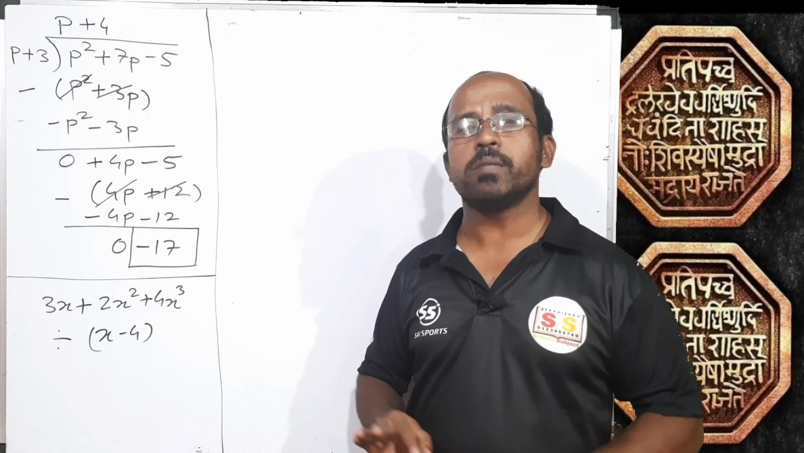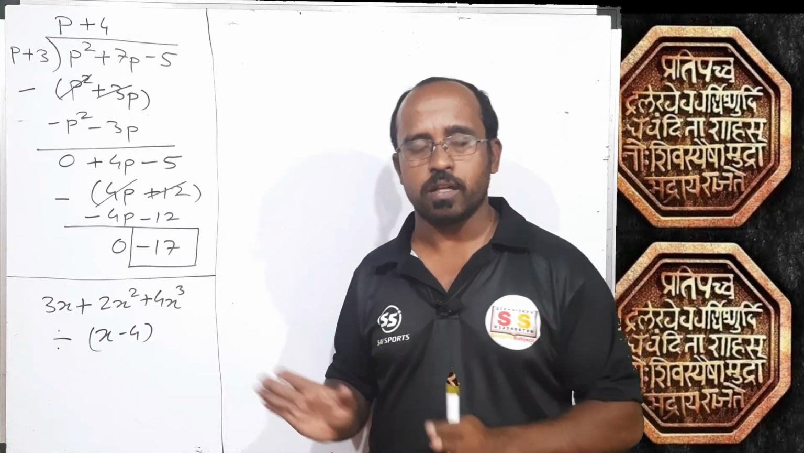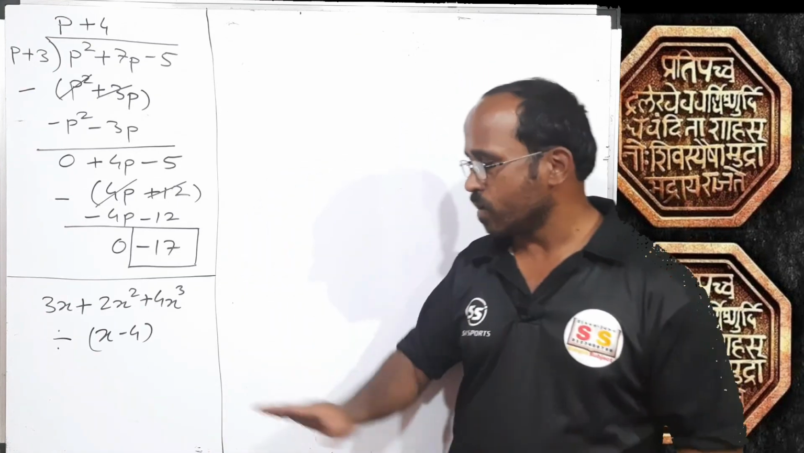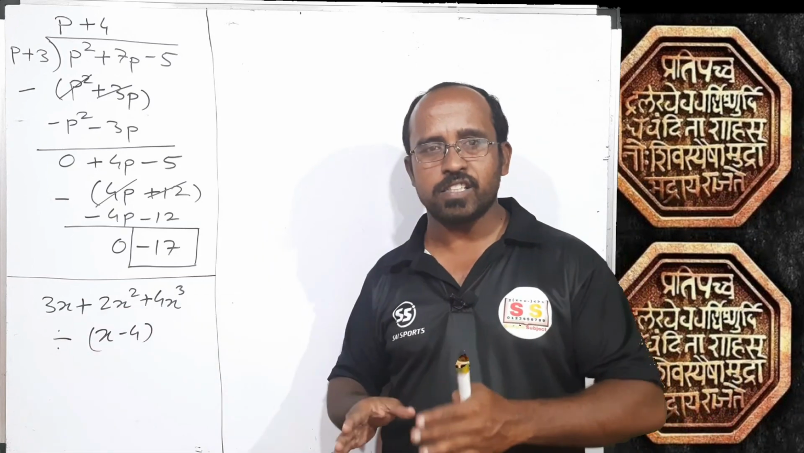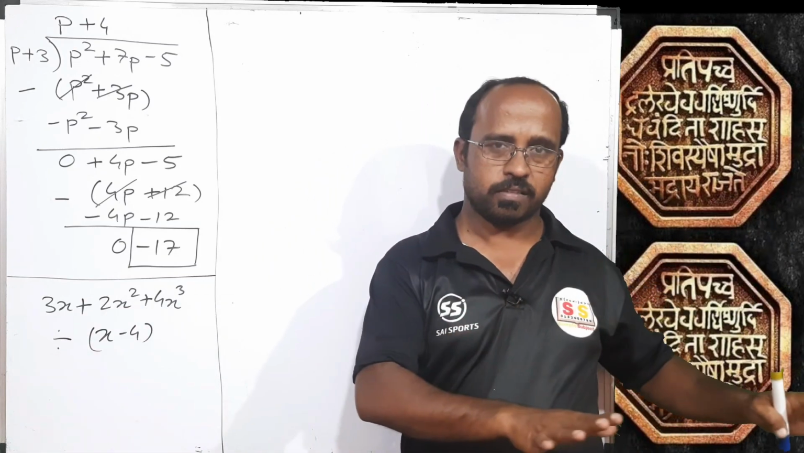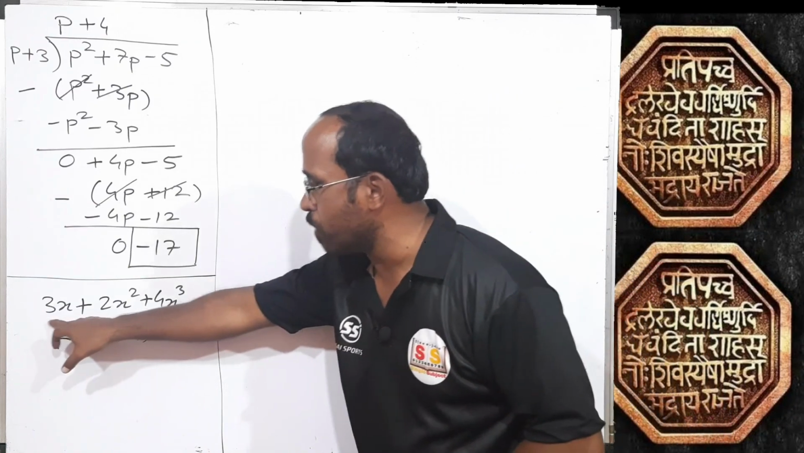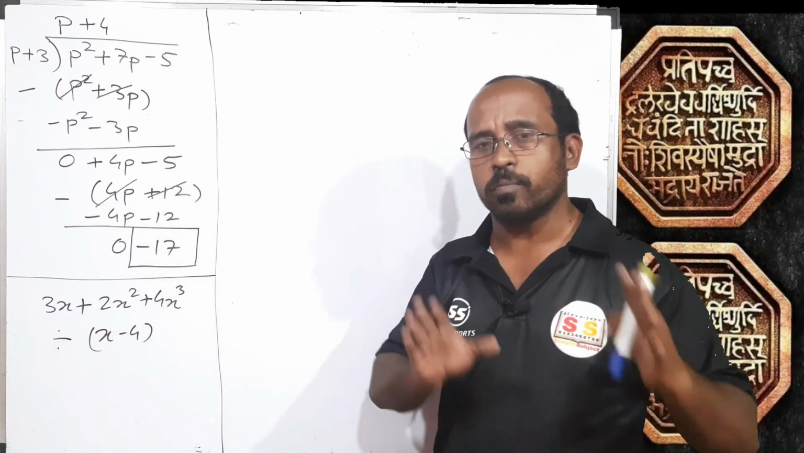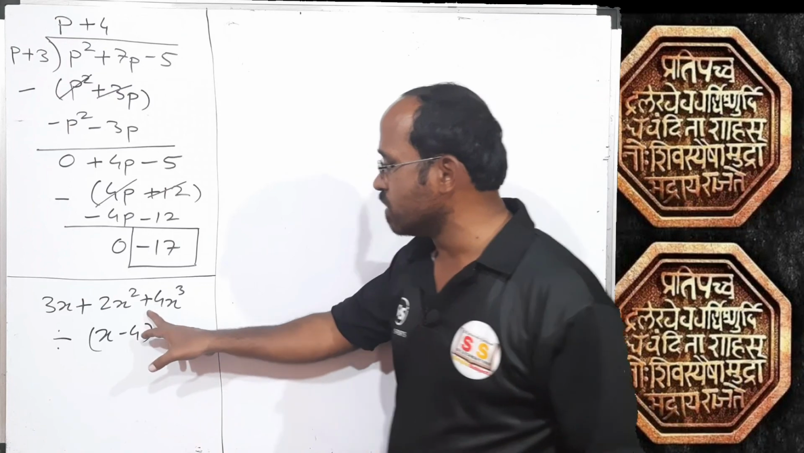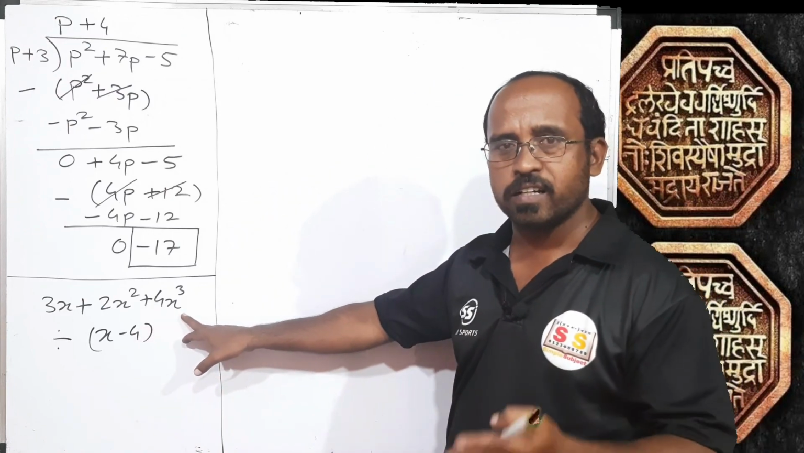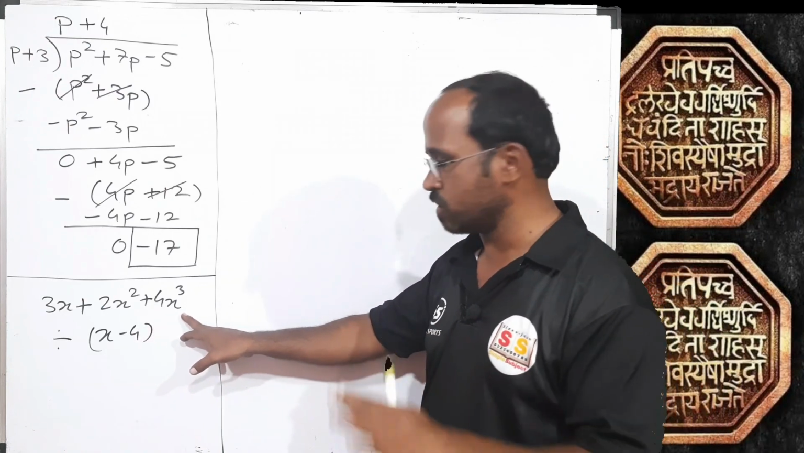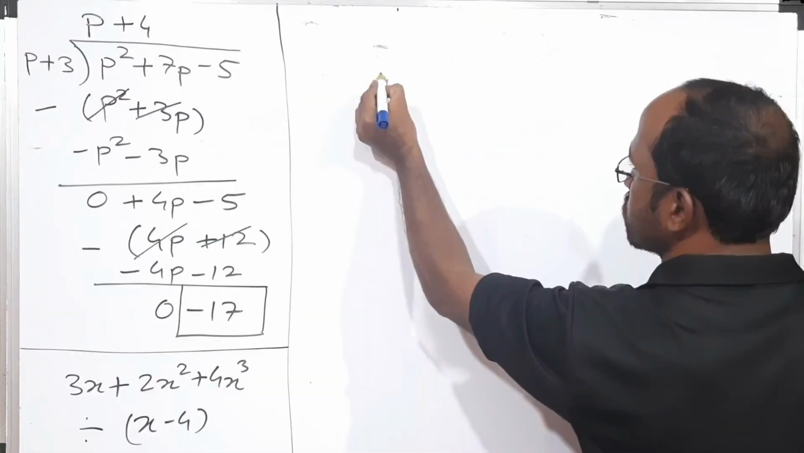Okay, so what is meant by standard form? It is introduced here. Standard form means a polynomial is arranged in the descending order of the indices. Clear? Means we have to arrange this polynomial in the descending order of the indices. So we have to write the term with the greatest index first, that is 4x cube.